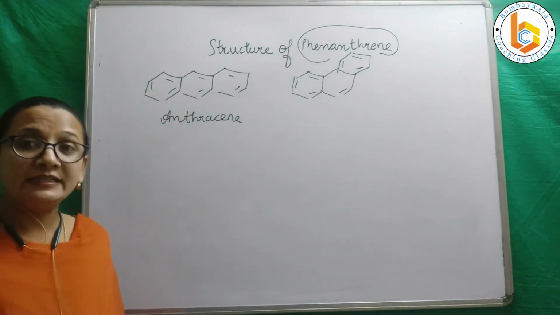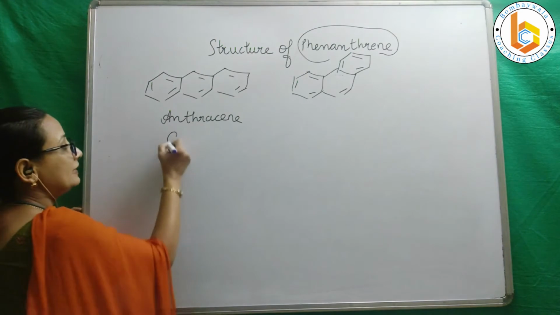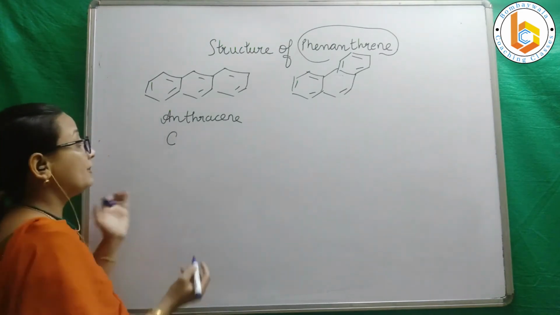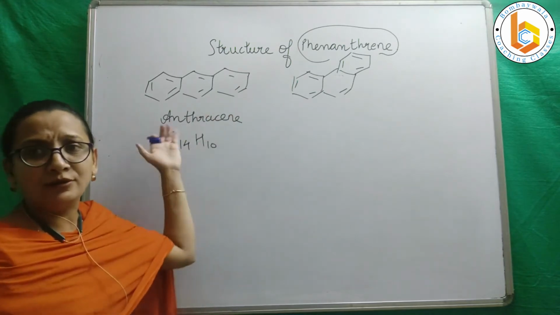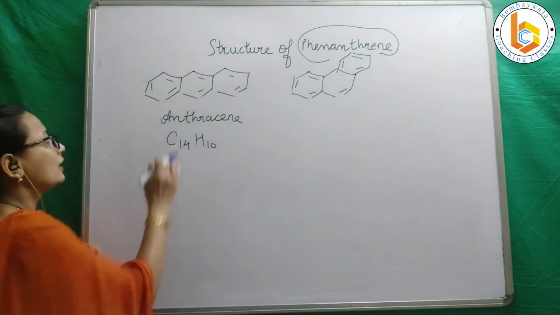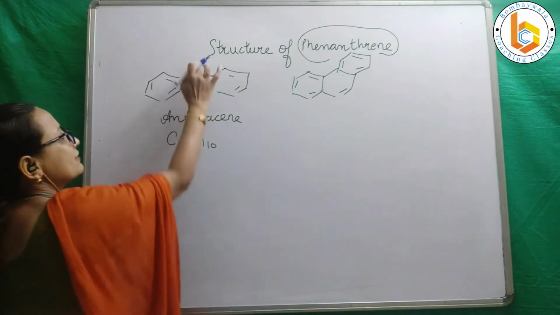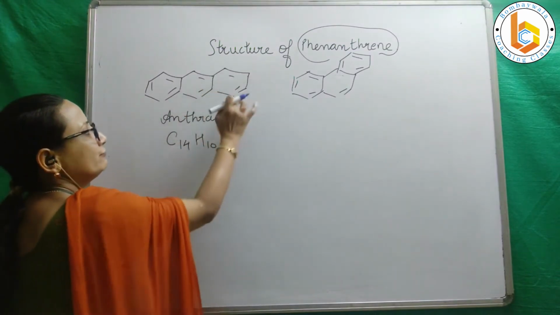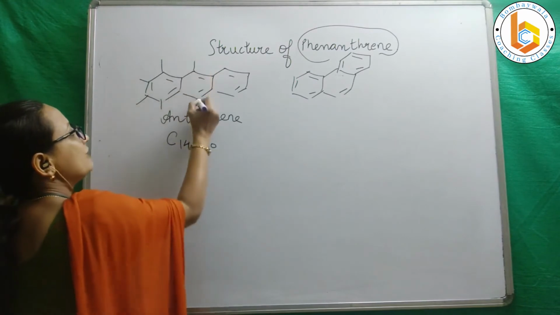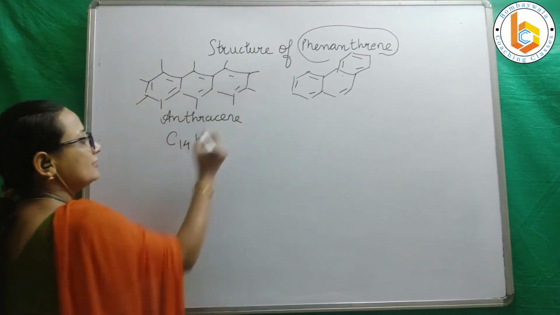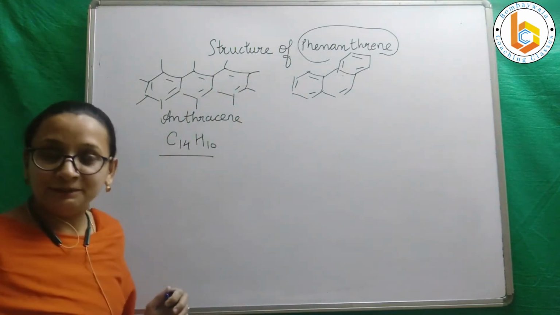We have already said this in our last video that anthracene has how many carbons? C14 and H10. You can just simply count and write also. Right? Total carbons 1, 2, 3, 4, 5, 6, 7, 8, 9, 10, 11, 12, 13, 14. And how many hydrogens? 1, 2, 3, 4, 5, 6, 7, 8, 9 and 10. So you have C14 and H10.